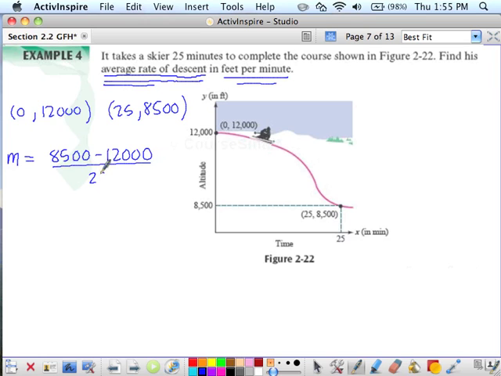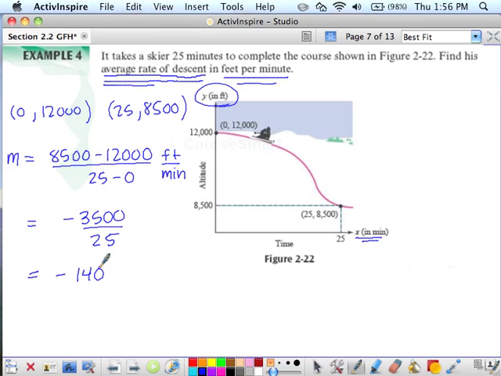divided by 25 minus 0. And on top here, those are my y values. Those units are the feet. You can see right here, y in feet. So that's feet per, and on bottom, those are my x values. And those are in minutes. Feet per minute. If I simplify that, we have negative 3,500 divided by 25, which I believe is negative 140. And we put our units on, feet per minute.